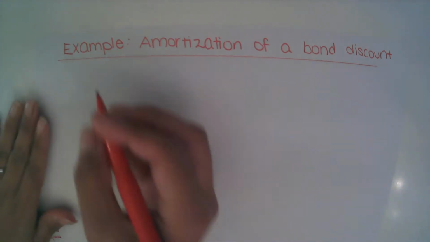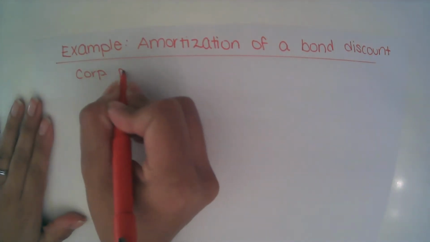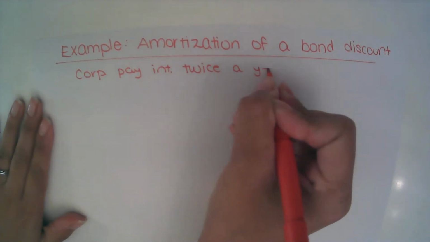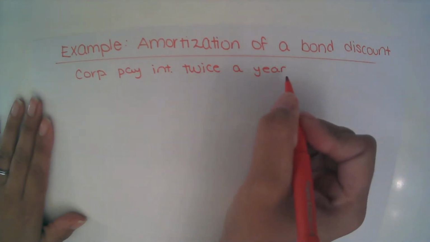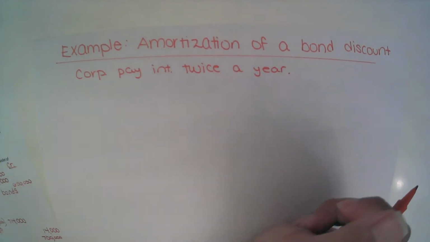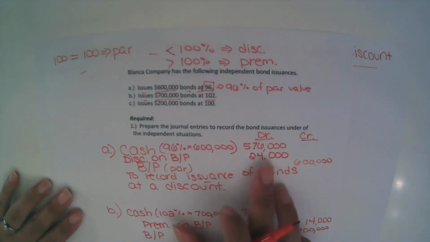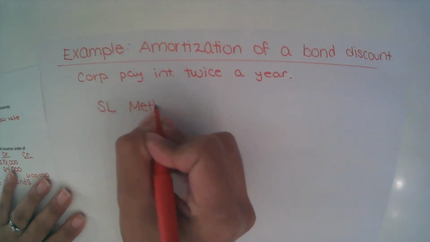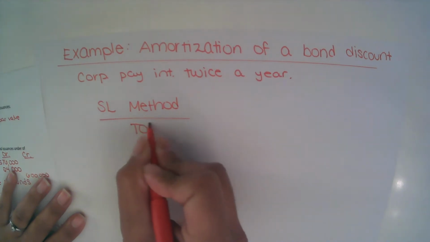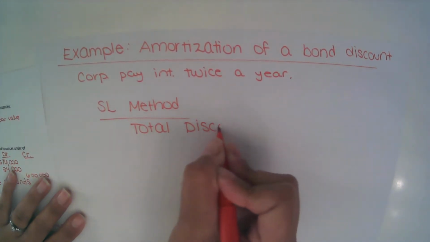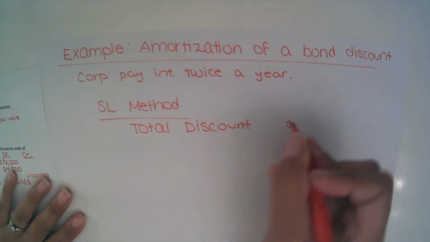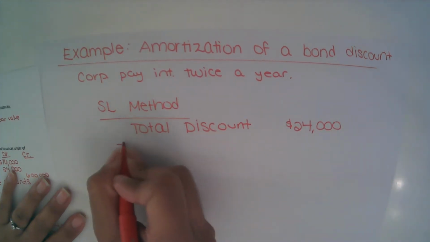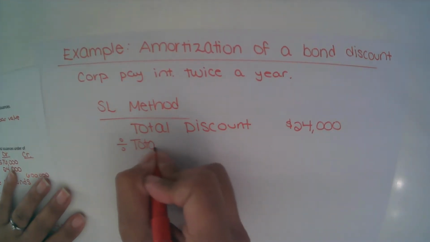Now most corporate bonds pay interest twice a year. So unless they say otherwise, assume they have 2 interest periods per year. All right, so our total discount is $24,000. So the straight line method, our formula is total discount. Total discount we said was $24,000. You divide it by the total number of interest periods.